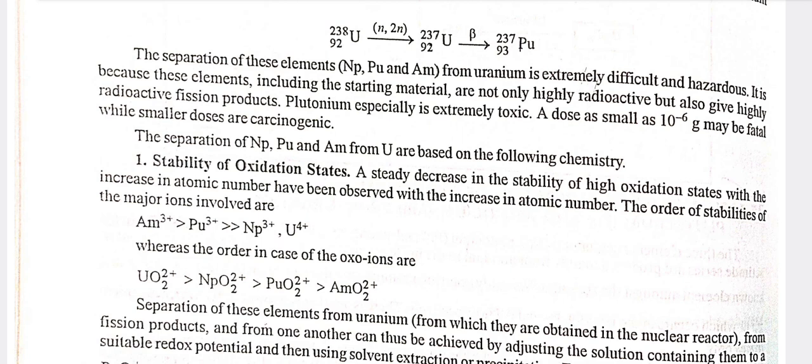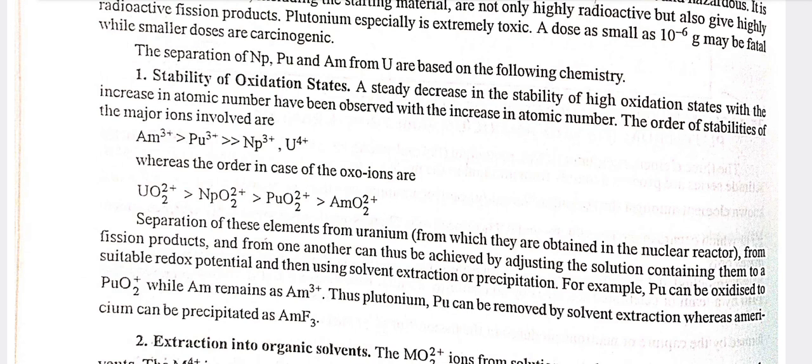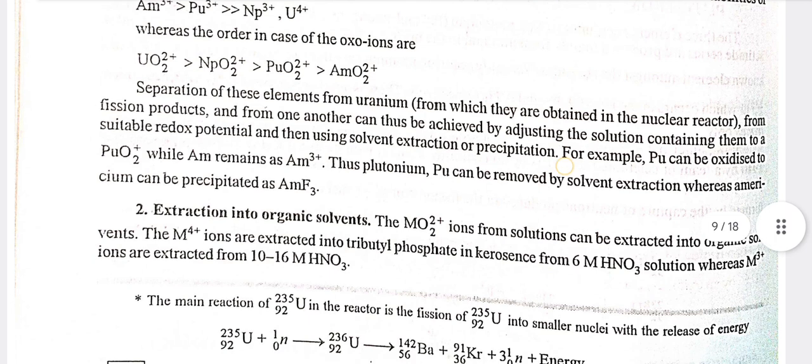Stability of oxidation states. A steady decrease in the stability of high oxidation states has been observed with the increase in atomic number. The order of stabilities of the major ions involved is Am3+ > Pu3+ > Np3+ and U4+. Separation of these elements from uranium, from fission products and from one another can be achieved by adjusting the solution containing them to a suitable redox potential.